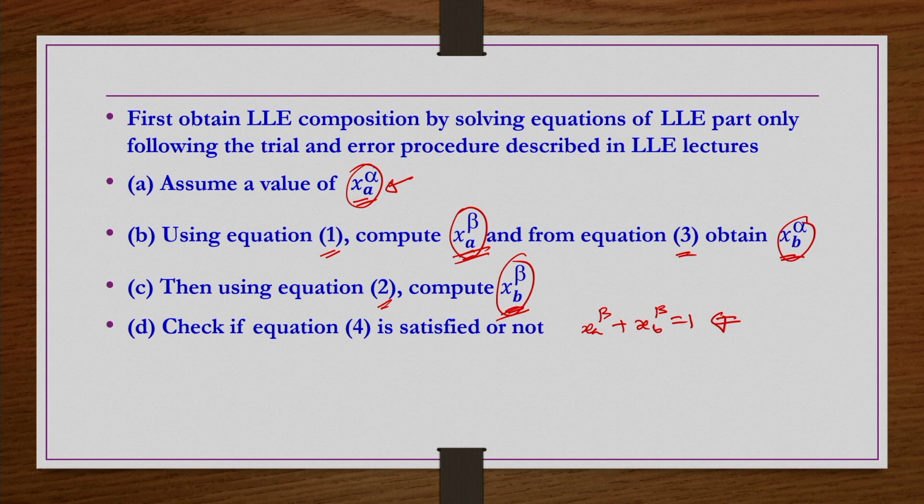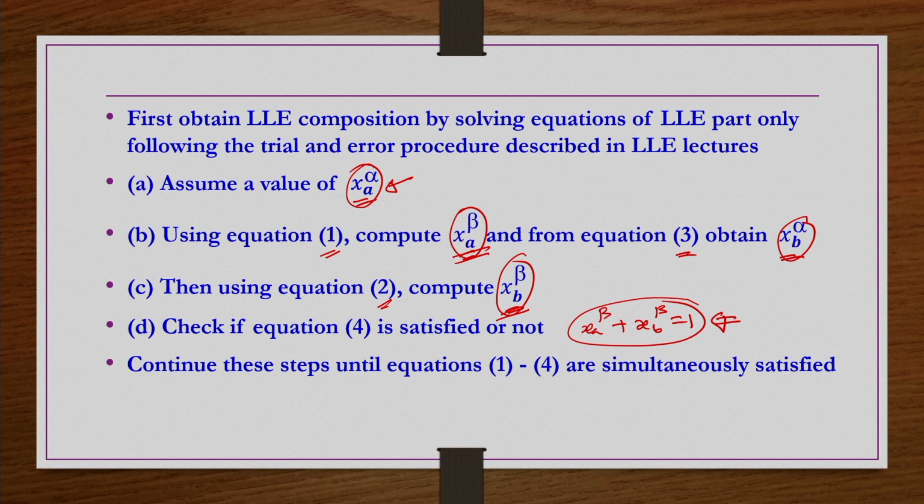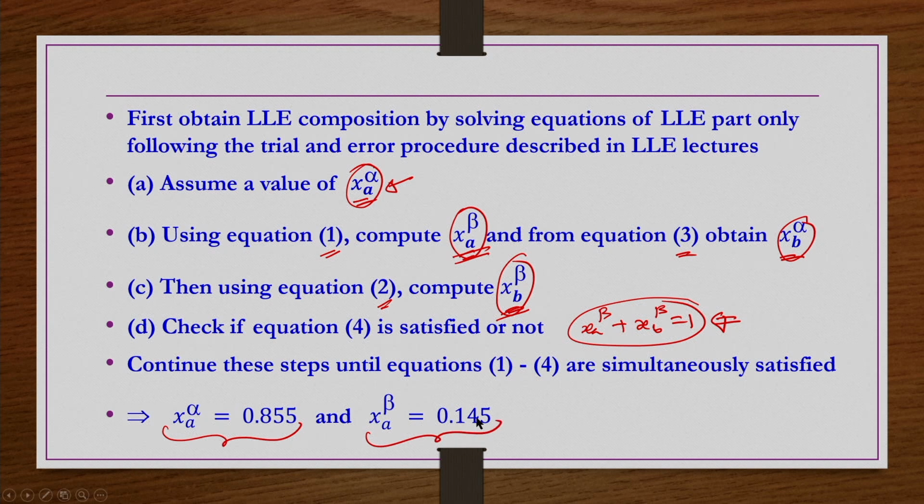the assumed value of XA alpha is reliable, and that can be taken as a solution. Otherwise, what you have to do? You have to assume another value of XA alpha and repeat the calculation until this equation is satisfied. Continue these steps until equations 1 to 4 are simultaneously satisfied. Then you will find XA alpha is equal to 0.855 for this problem, and XA beta you will get 0.145.